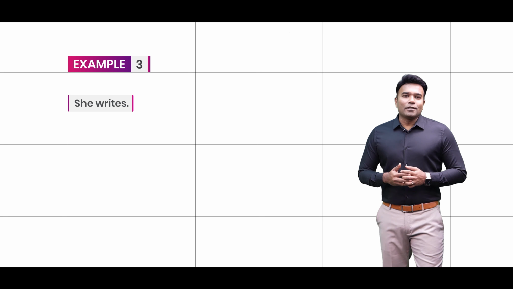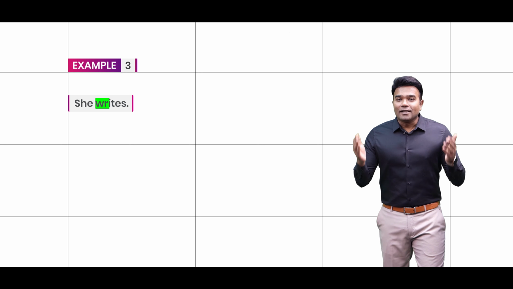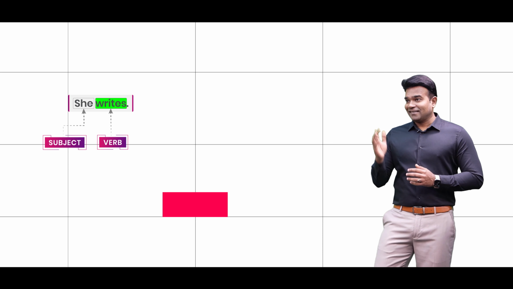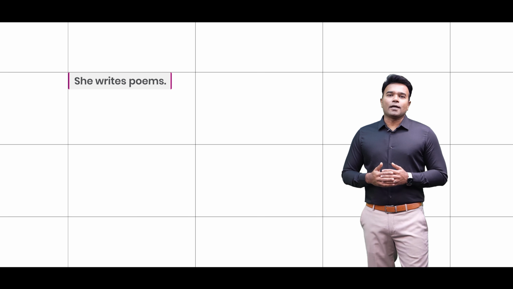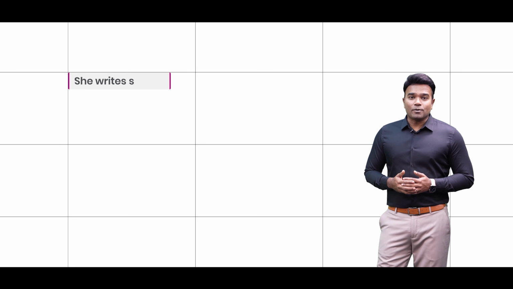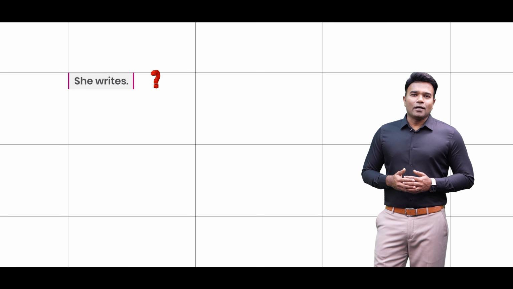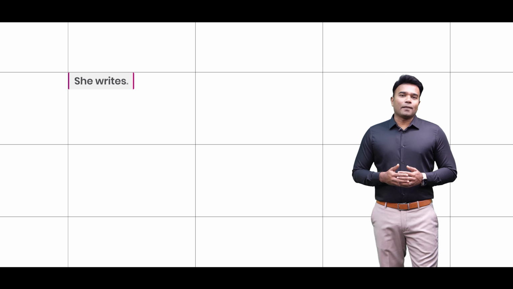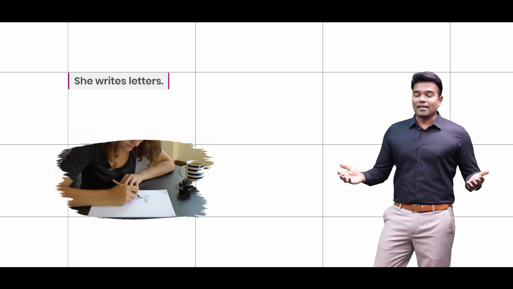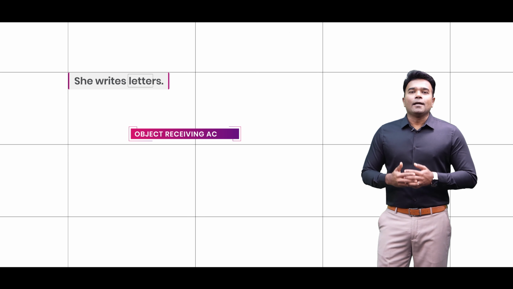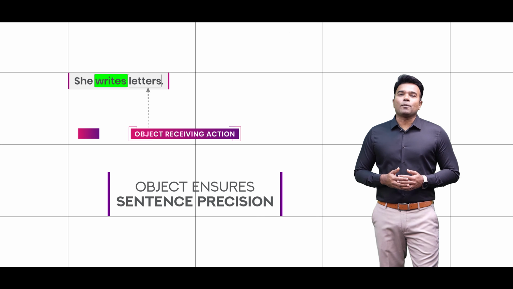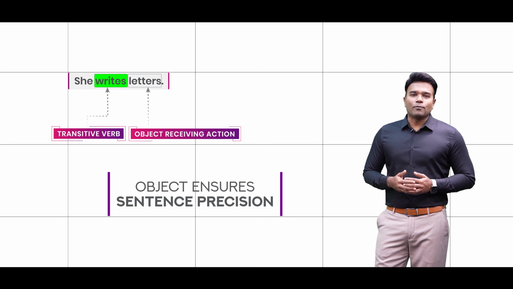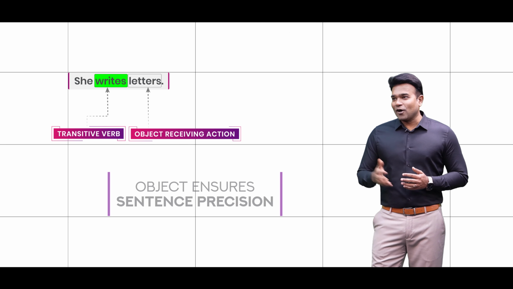Have a look at this next example. Well, in this, writes happens to be the verb. She happens to be the subject, and you know that the sentence as such doesn't make any complete meaning because what she writes is still not clear. Whether she writes poems, whether she writes essays, whether she writes stories, that is not clear. And the moment I bring in an object here, letters, now the question what is addressed? In other words, the object letters indicates that it is receiving the action of writing. In other words, writes happens to be a transitive verb since the action of writing is transferred or transited onto the object, that is the letters.